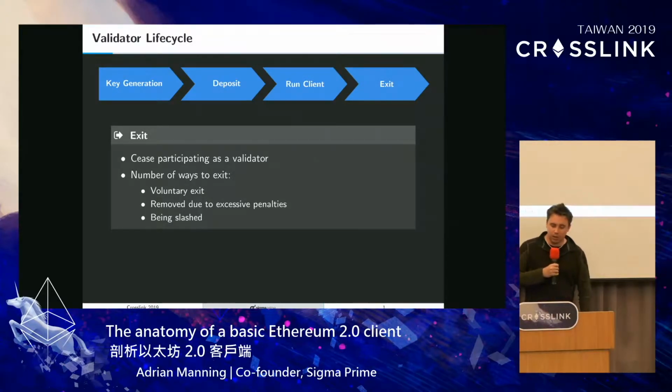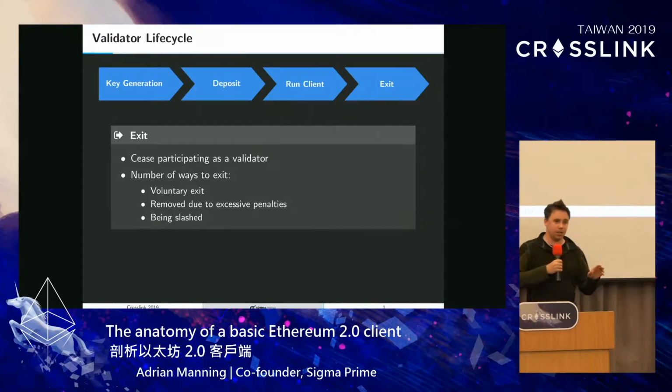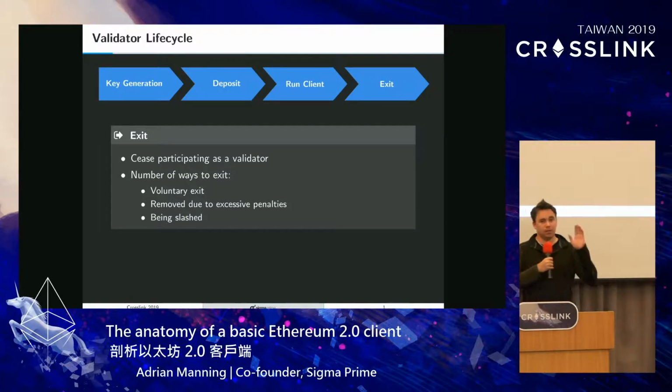You can get removed due to excess penalties. So if you are inactive for a long period of time, your balance will slowly decrease until it reaches a threshold. At that point, you will get ejected from being a validator because you don't have enough stake in the system anymore. And the third one is being slashed. So if you have done something bad or you've modified the software to try and do something a little bit malicious, you can be slashed. What that means is that you've done something that breaks the rules of the system, and we immediately eject you. You get kicked out. So this is roughly what you need to do to be a validator in Ethereum 2, and how you can participate.